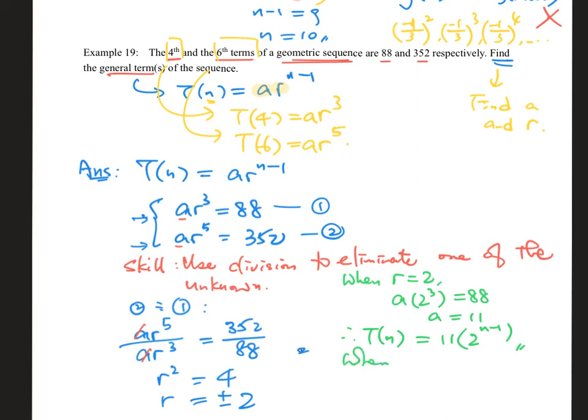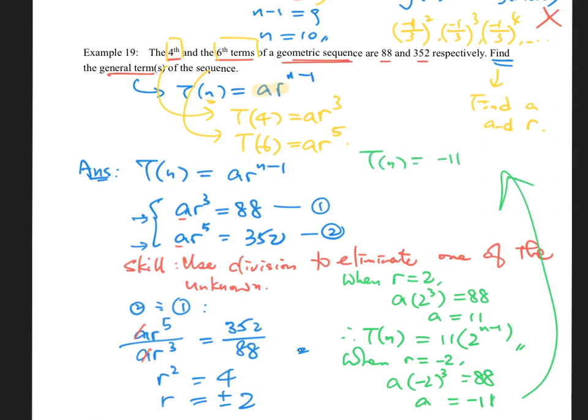Okay, now we start with the second statement saying that r is minus 2. Well, minus 2 to the power 3 is minus 8, which means a will be minus 11. I have no space, so I put it here on top. Finally, you have Tn will be minus 11 times minus 2 to the power n minus 1. This is the second answer of the question.